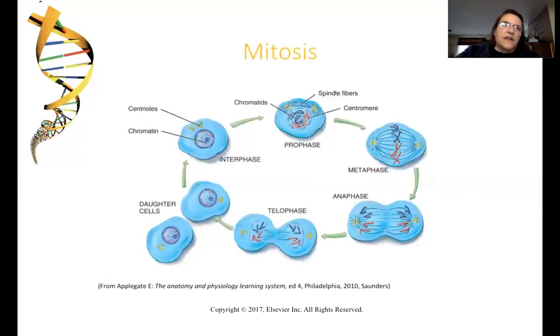All right, so this slide represents mitosis, and mitosis is a type of cell division that results in the formation of genetically identical daughter cells. Before a cell division, the chromosomes duplicate, and each new daughter cell receives an exact replica of the chromosomes from the original cell, the parent cell.